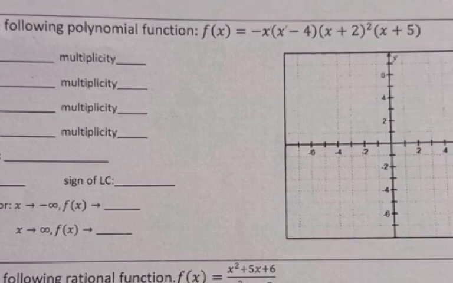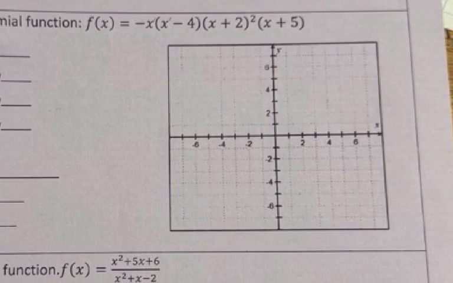So let's set up the graph here. We know we have a 0 at 0. I'm going to make my dots extra big here. So we have a 0 at 0 there, right? We have a 0 at 4. We have a 0 at -5. And we have a 0 here at -2. But remember, that one is going to bounce from there. The other ones are going to slash through.